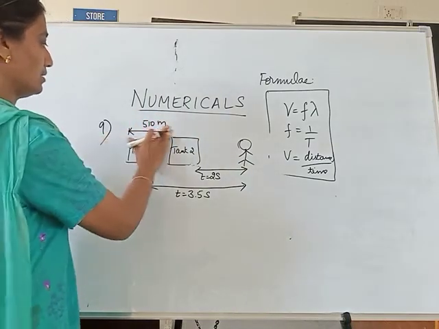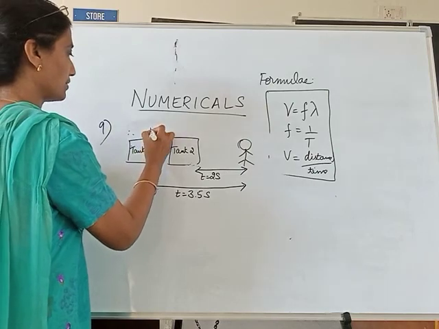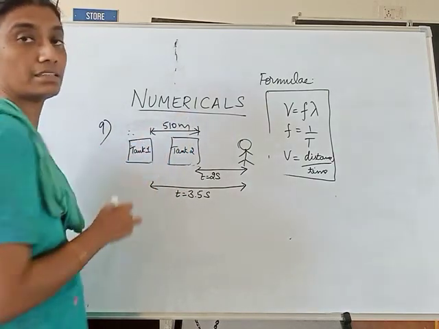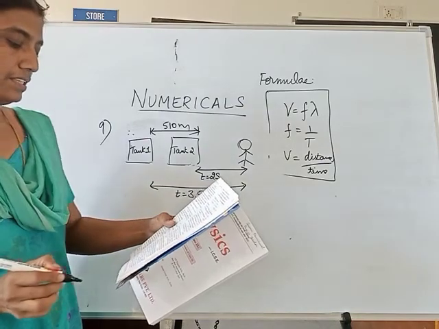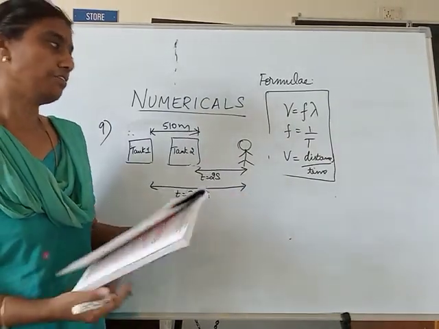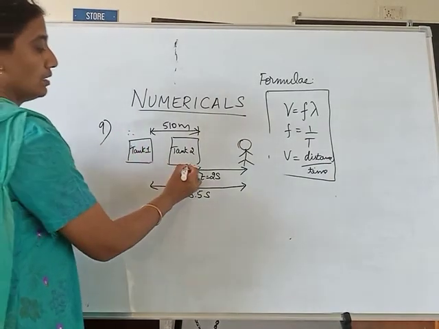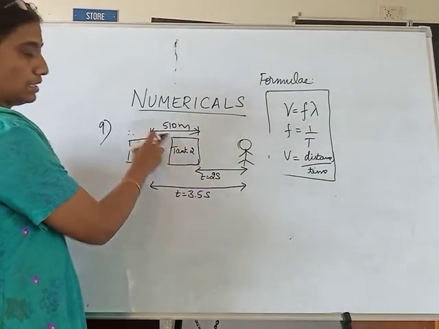Distance between two tanks. Okay, we'll start from here. This distance is 510 meter. Then what they've asked us is to find the speed of sound. Now, with this distance alone I can't do anything.